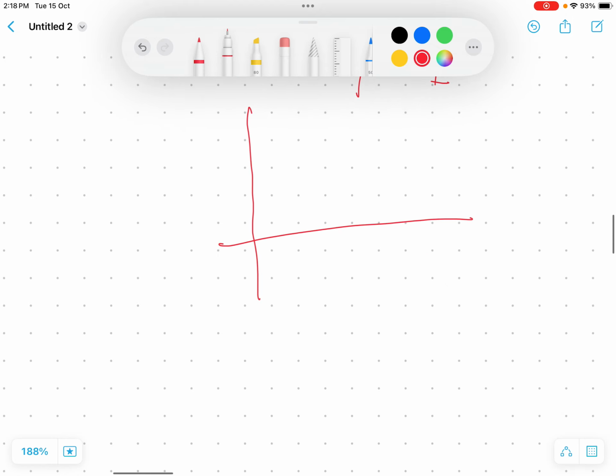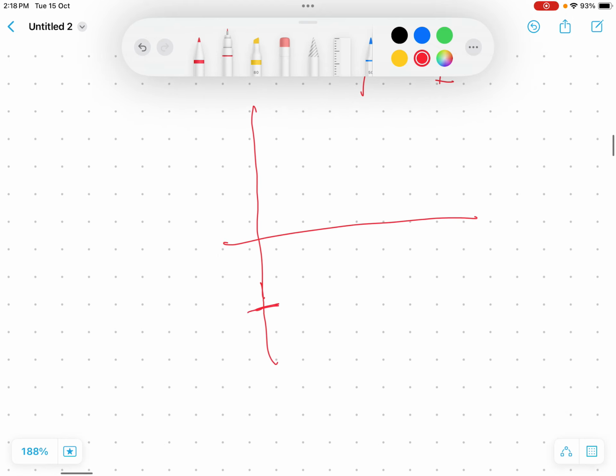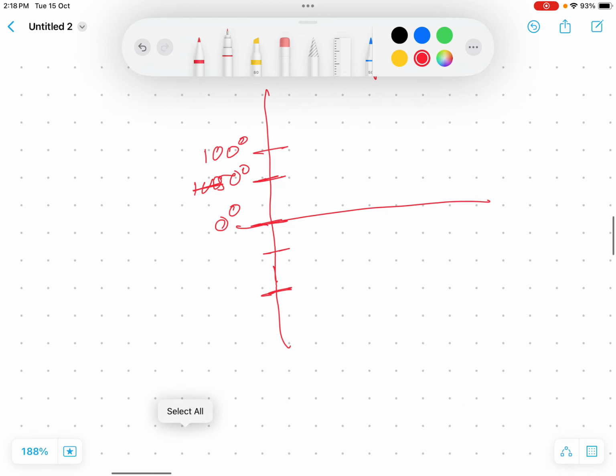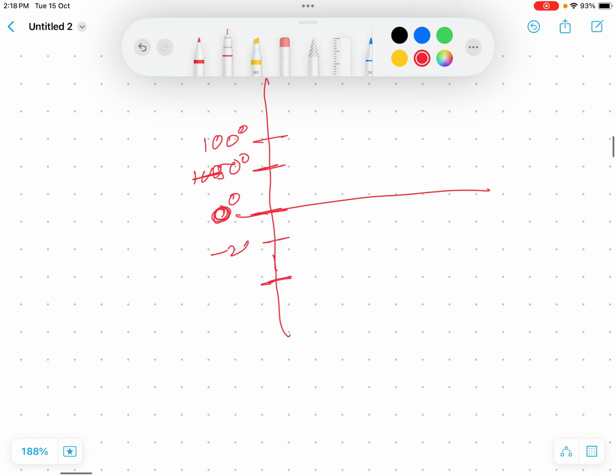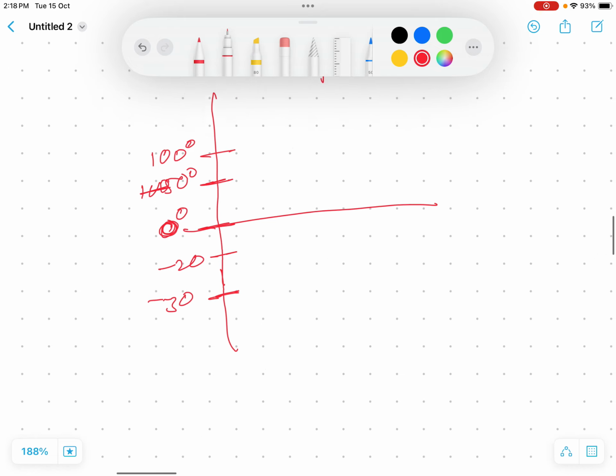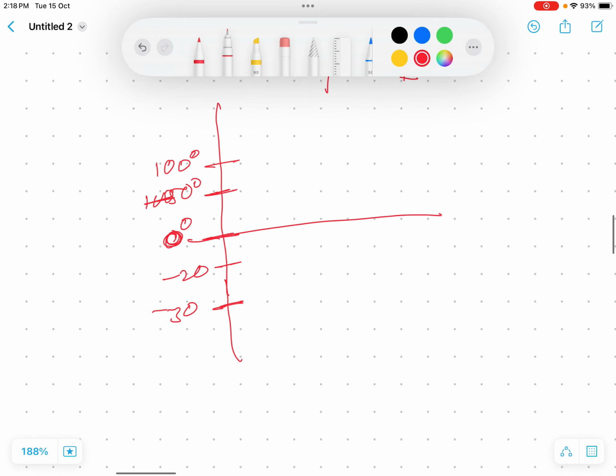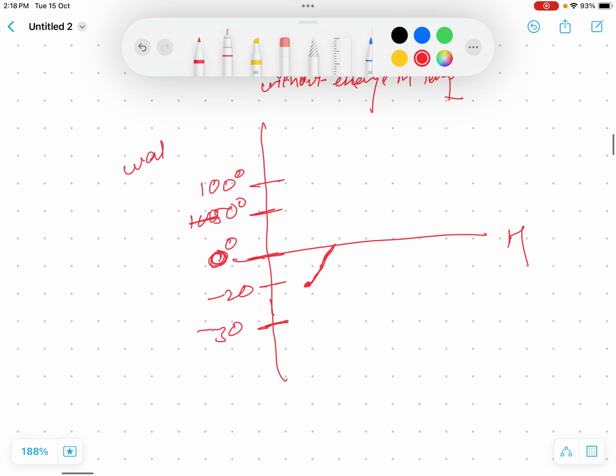Okay, so if I plot a graph, let's say this is 100 degrees, this one also 100 degrees, 50 degrees, 0 degrees, then minus 20, 30 degrees. So this is temperature. If I heat an object, let's say some object is at minus 20 degrees Celsius. If I supply heat to the object, its temperature increases to 0 degrees Celsius. Not object, let's say we take water as the object.